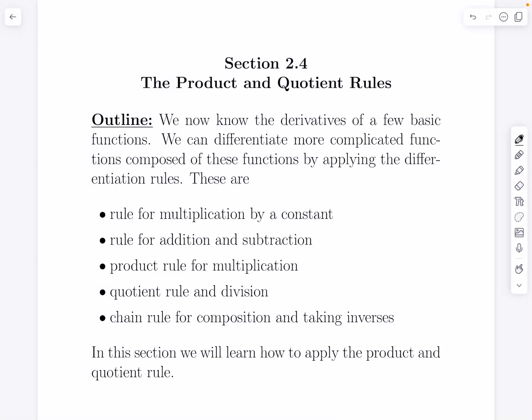Hello everyone, this is Friday's lecture from October 4th, and the topic is the product and the quotient rule.